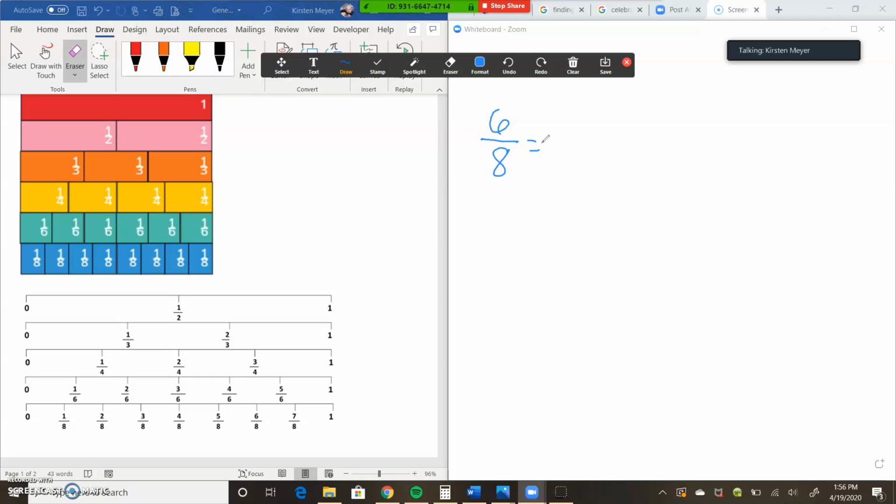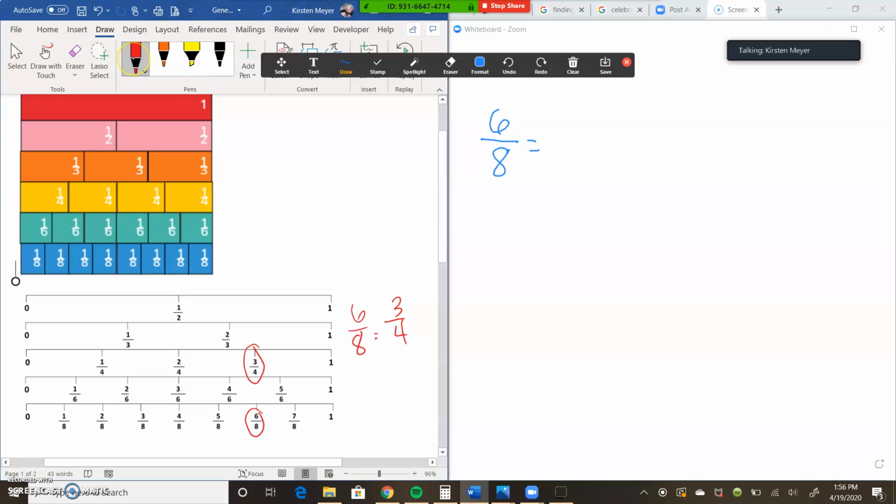So if I come over here and I look on my number line and I find 6/8, when I look up, there's nothing in the sixths that lines up. Oh, but 3/4 is right there. Nothing in the thirds and nothing in the halves. So according to this, 6/8 would be equivalent to 3/4. Let's see if that checks out over here in our models. 1/8, 2/8, 3/8, 4/8, 5/8, 6/8. So 6/8 would end right here.